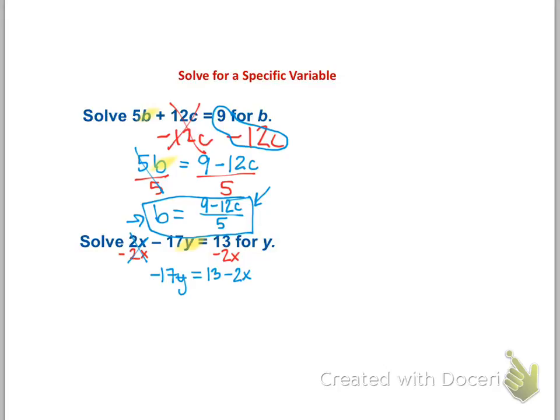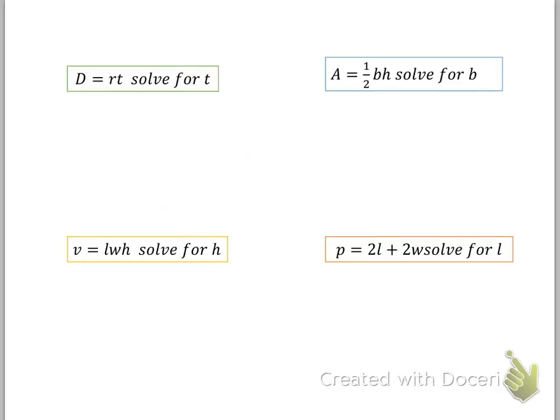Still trying to get the y alone. So now I need to do the opposite of multiplying by negative 17, which is divide by negative 17. That gives me y all by itself is 13 minus 2x divided by negative 17. The y is all by itself, and it is equivalent to that mess. Let's try another problem.